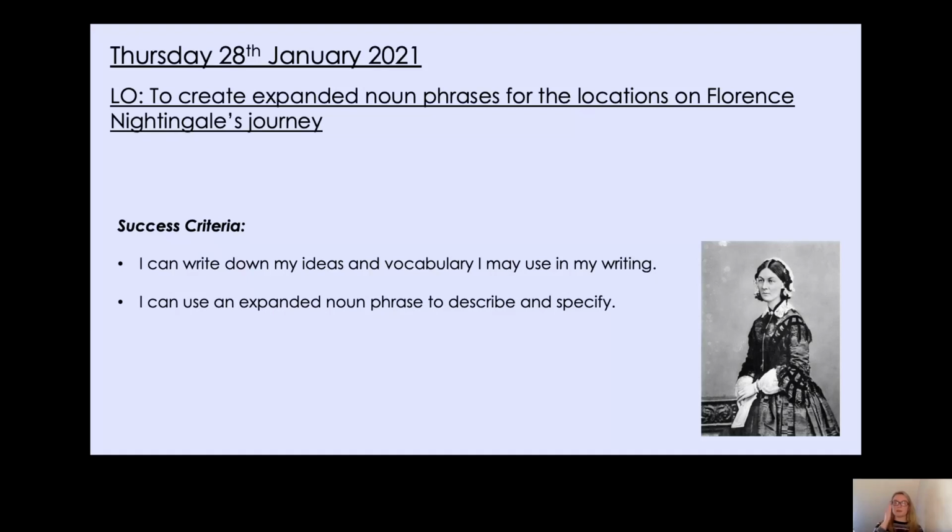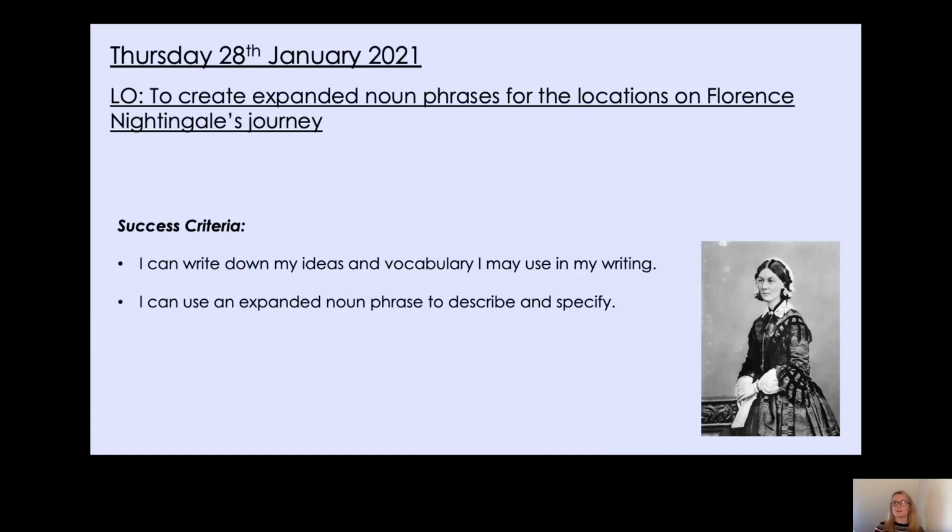So by the end of the lesson, you will have written down lots of nouns, lots of adjectives, and lots of expanded noun phrases that you can then use in your own writing, because at the end of this unit of work, you're going to be writing a letter from Florence Nightingale to her family back home, telling them about her journey to Scutari and what the hospital was like when she first arrived.